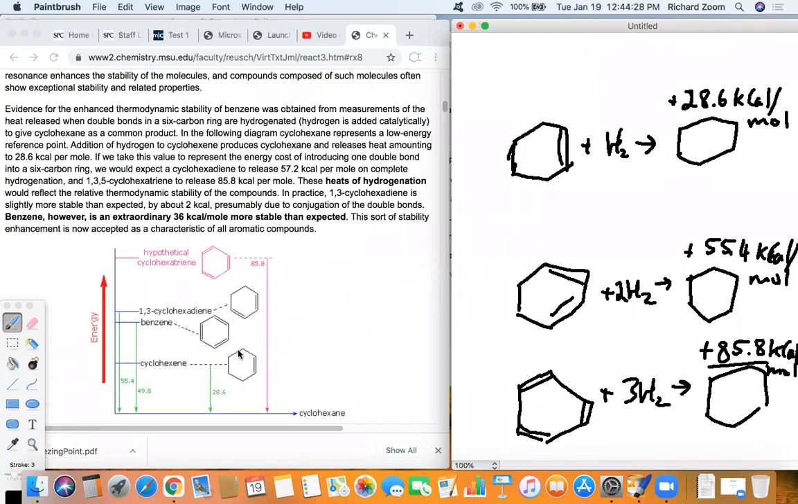So there must be some sort of reason that this has a much greater stability than we'd expect it to have. And it's due to that resonance leading to a whole lot lower energy than we'd expect if these double bonds were set within this ring as I've got here. Does anybody have any questions?